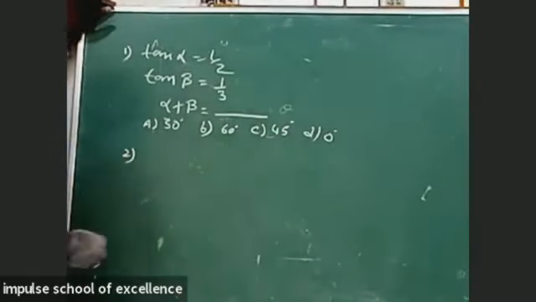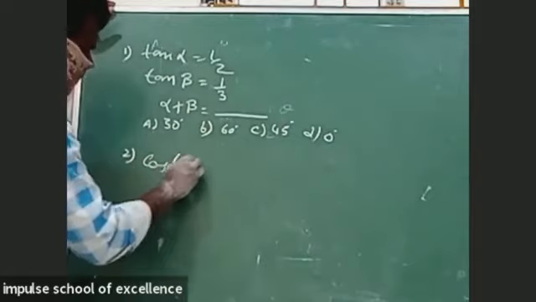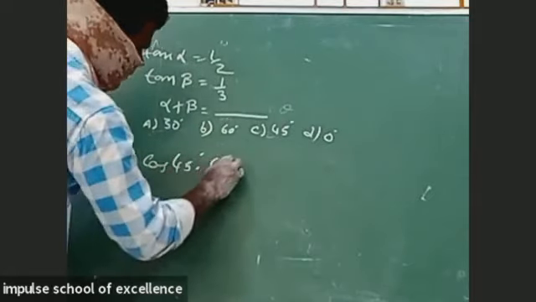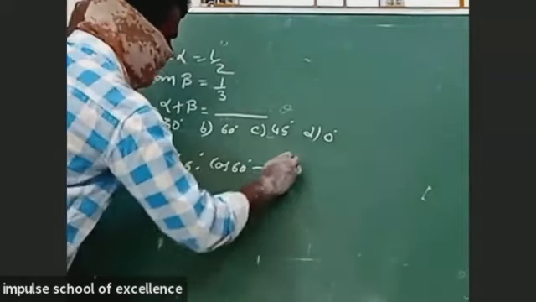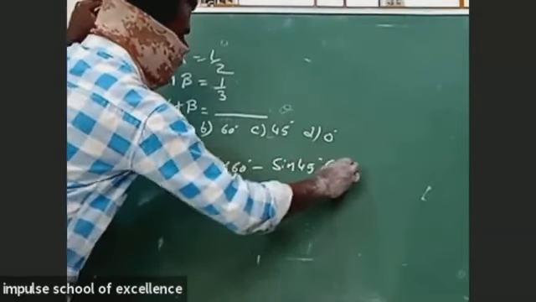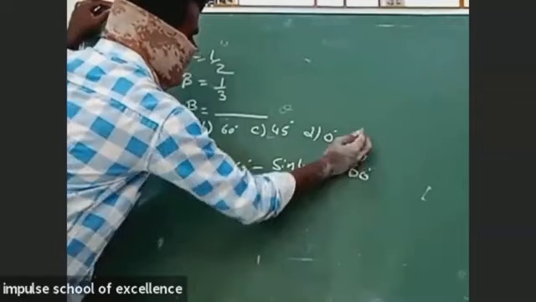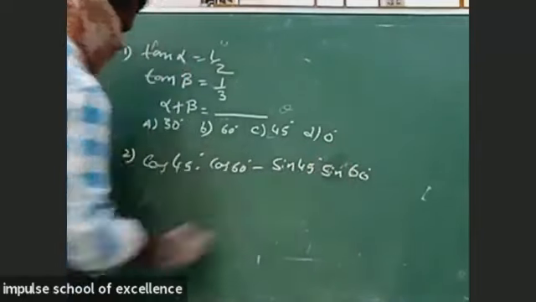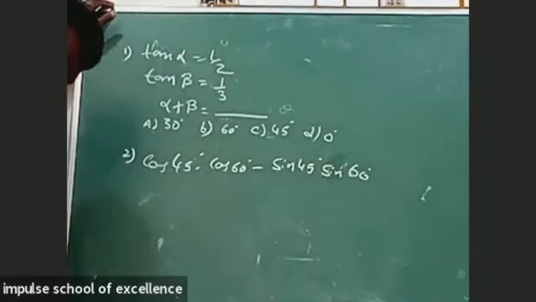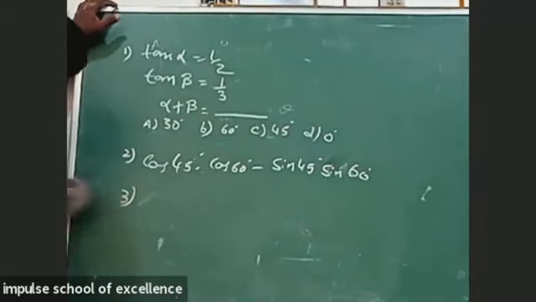Next one. Cos 45 degrees into cos 60 degrees minus sin 45 degrees into sin 60 is equal to dash. Sir, 1. Sir, 1, sir. No, ma. Sir, 0, sir. Yes, ma. Next.